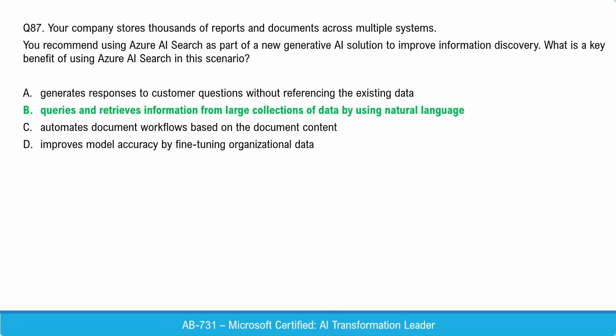Looking at other options, option A is incorrect because generating responses without referencing data defeats the purpose of using a search service. Option C refers to workflow automation, which is not the role of Azure AI Search. And option D refers to fine tuning, which is a model training process, not a search capability. Hence, the correct answer is option B.